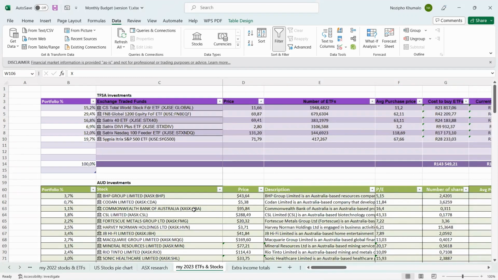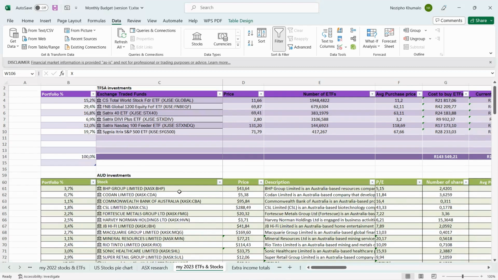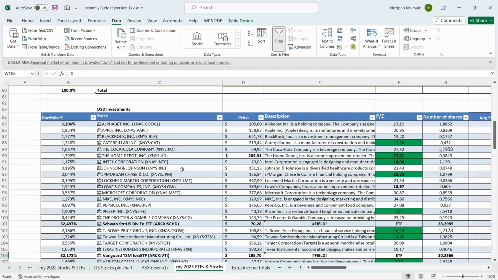What is nice about this is that it helps me to see everything on one page. Someone said, Nosy, isn't this a bit of overkill because your app already has all of these things? Why do you need to put it on a spreadsheet? Well, I want to see everything on one page. With the app, if I want to see my TFSA investments, I have to click on TFSA. If I want to see the Australian investments, I click there. It doesn't display everything on one page, which is what this one does. So I can see everything just by scrolling down.